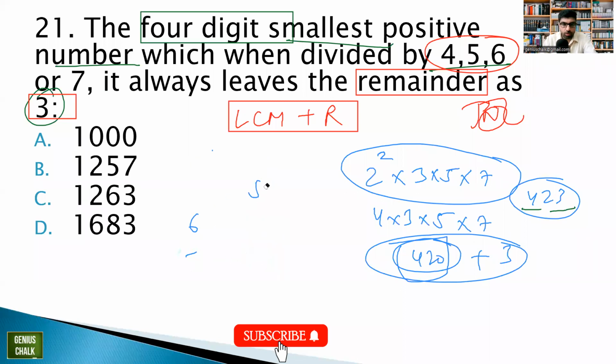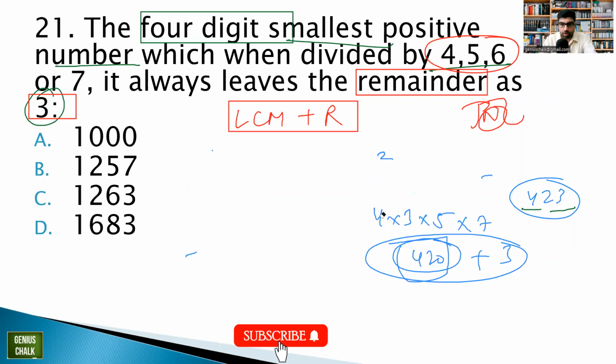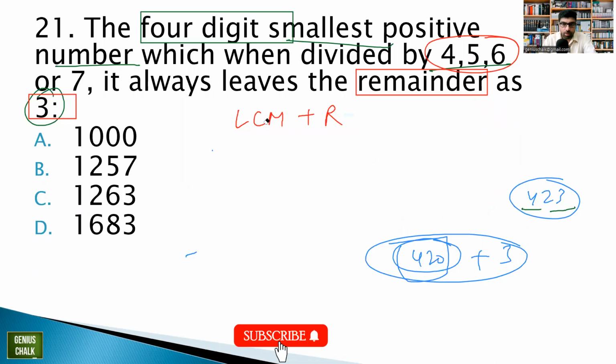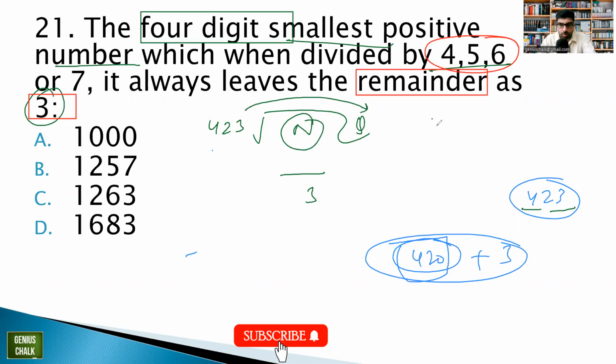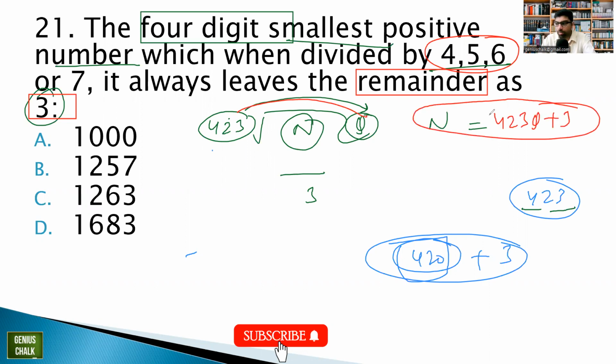Now come to the basic concept of division. What is the basic concept of division? After we have found 420 and this 3, the basic concept says that this number is 423, this number I need to find. Every time this number will be in this form: dividend is divisor into quotient plus remainder. So 423q plus 3 is my number.